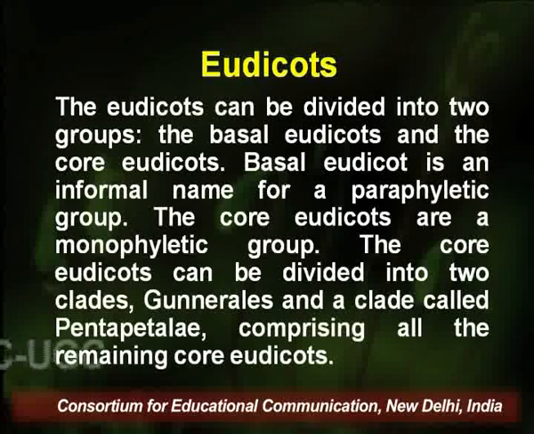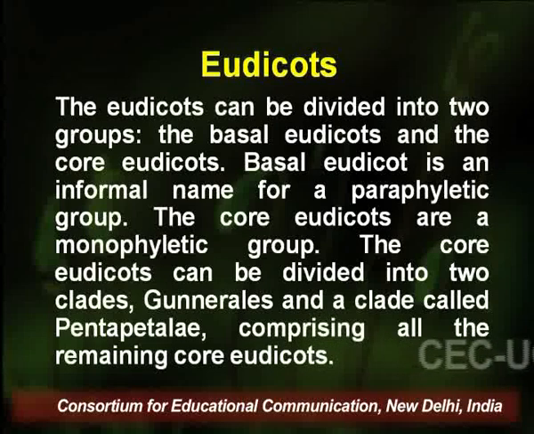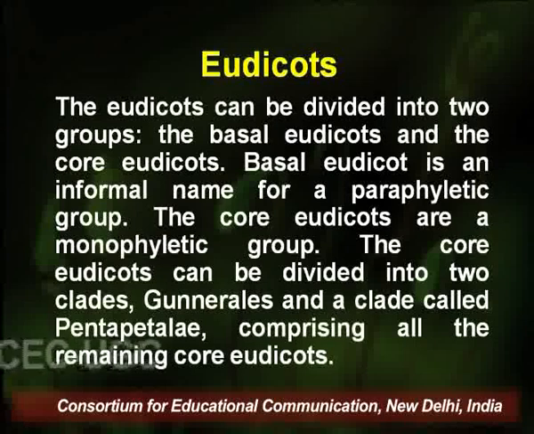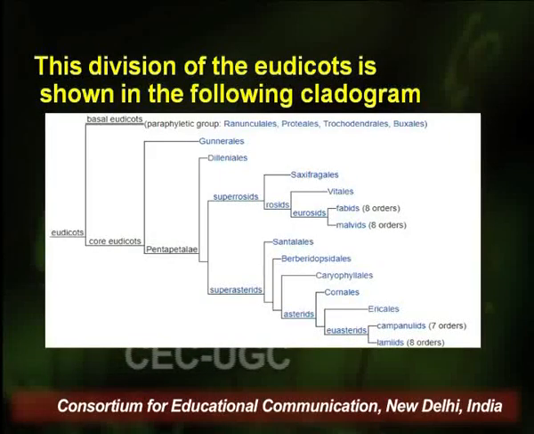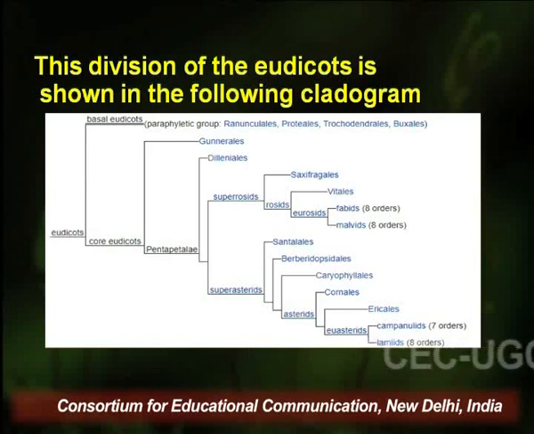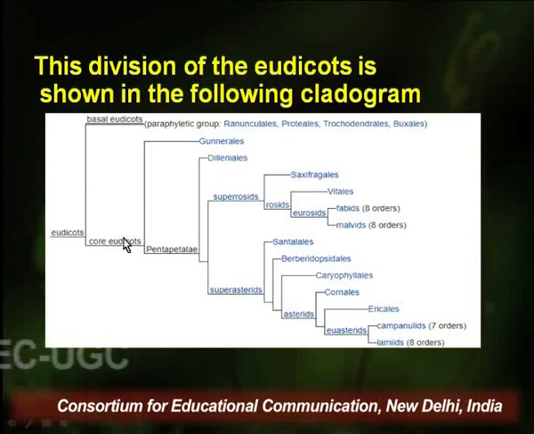The core eudicots can be divided into 2 clades, Gunnerales and a clade called Pentapetalae, comprising all the remaining core eudicots. Now, this slide shows the division of eudicots, and it is in the form of a cladogram. You can see there are different branches and they have been divided and subdivided based on the latest modern taxonomic classification system, that is the APG system.